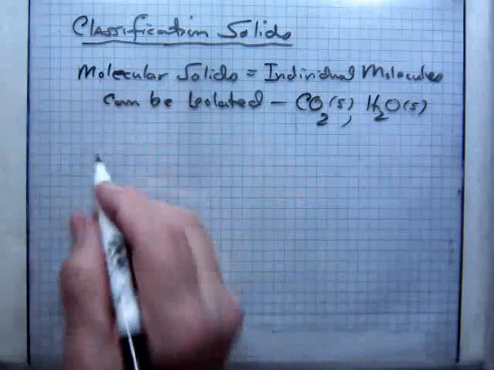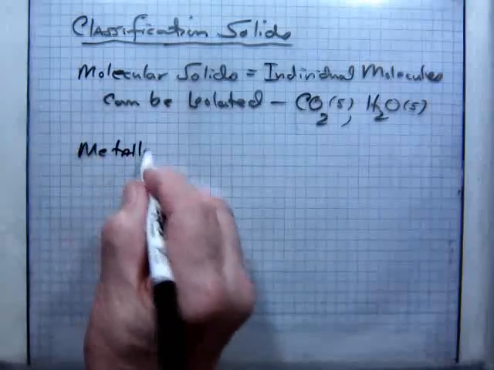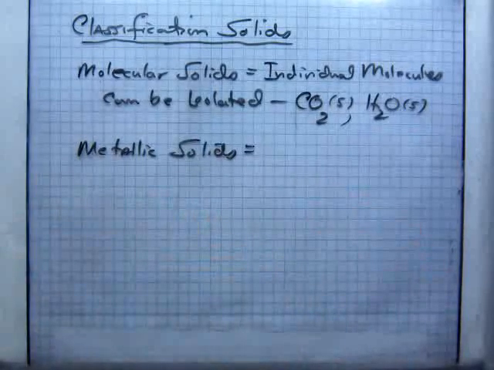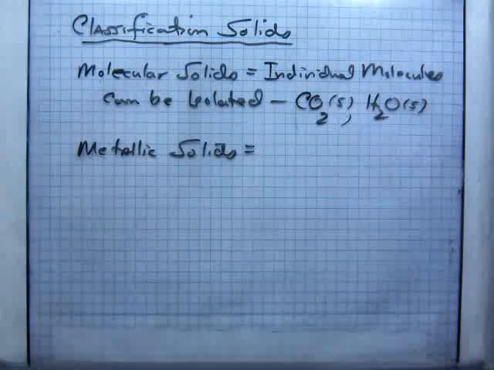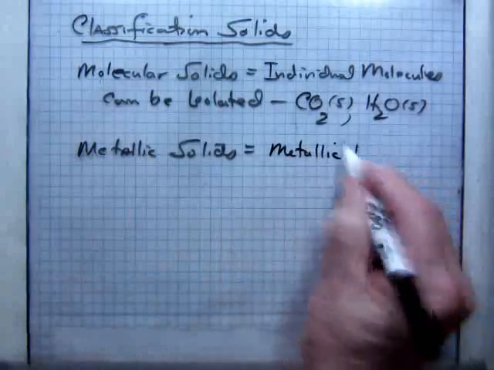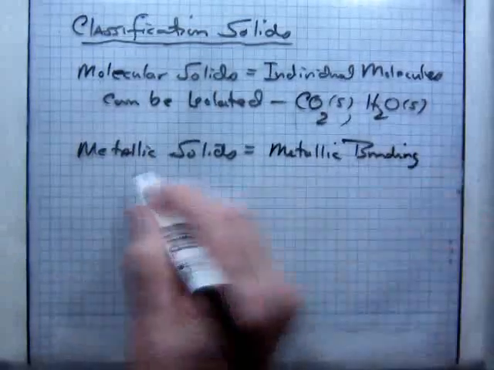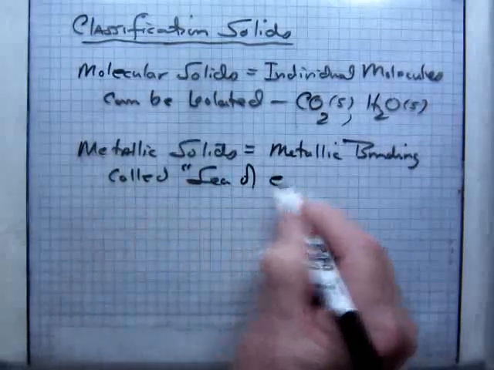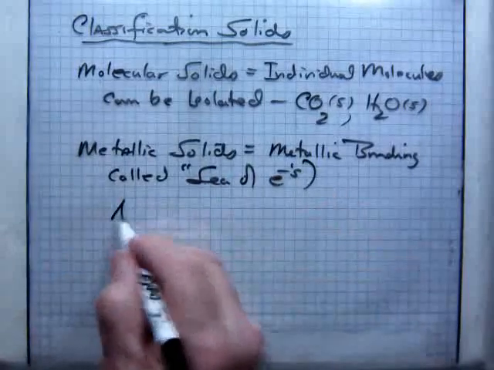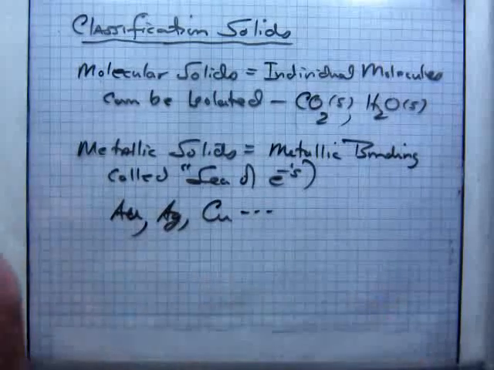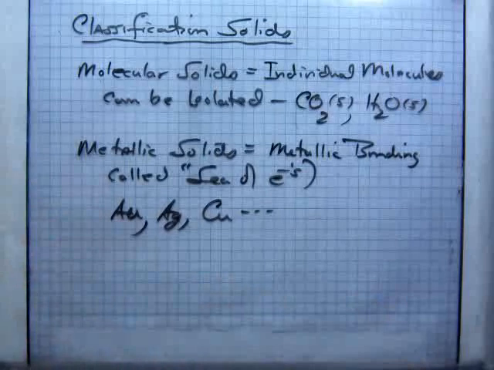The other one is metallic solids. And these interact in terms of what we call metallic bonding, or a sea of electrons. Gold, silver, copper, and so forth are highly ductile, and they're continuous in their characteristics.